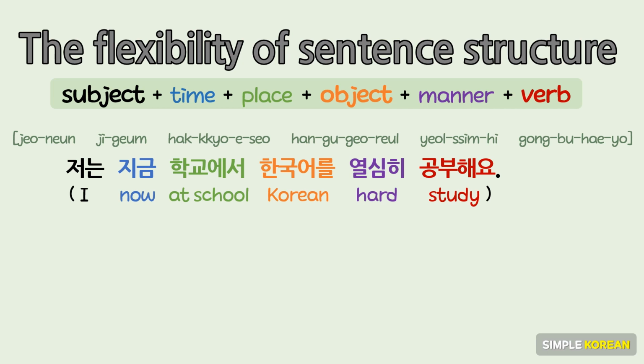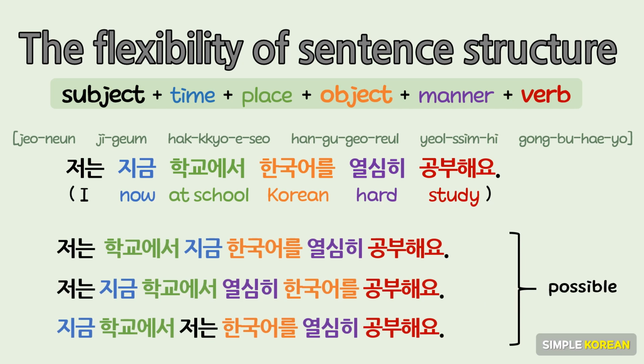저는 지금 학교에서 한국어를 열심히 공부해요. I study Korean at school hard now. 저는 학교에서 지금 한국어를 열심히 공부해요. 저는 지금 학교에서 열심히 한국어를 공부해요. 지금 학교에서 저는 한국어를 열심히 공부해요. These sentences are all possible in Korean.